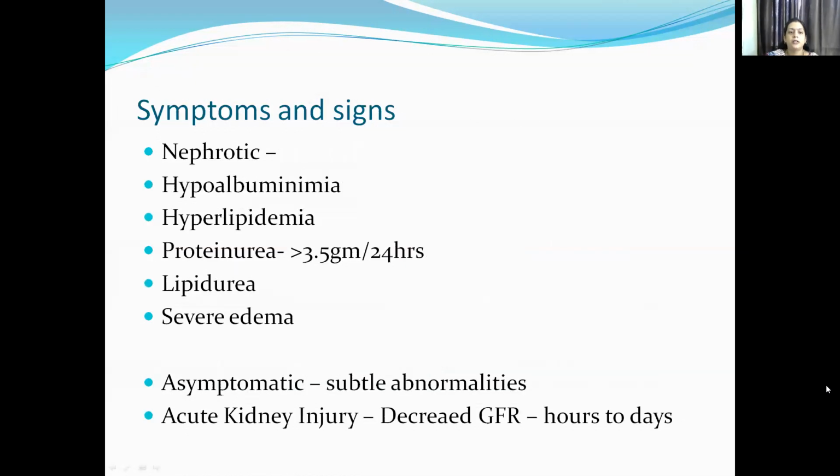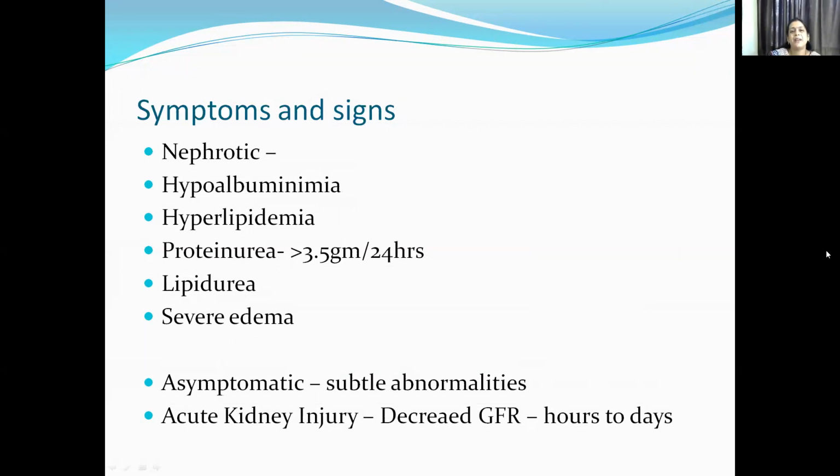So the nephrotic range, I told you, has hyperlipidemia, lipiduria, proteinuria in the range of more than 3.5 grams per 24 hours, severe edema, and hypoalbuminemia. So these are the nephrotic syndrome constituents. Okay, these are the symptoms and the signs.